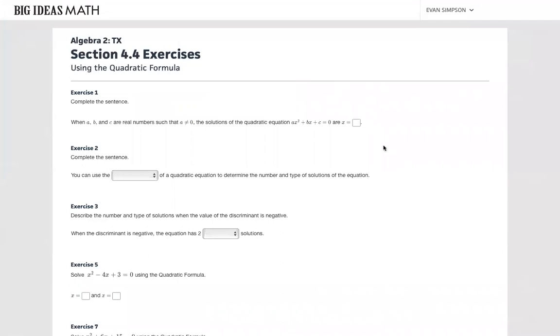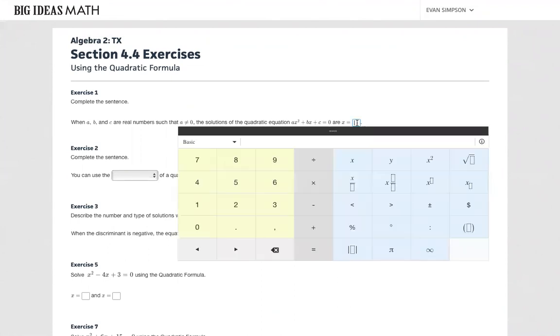Okay, it says quick sentence. This is just vocab. It actually wants you to type it out, but it says when A and B and C are real numbers such that A is not equal to 0, the solutions of the quadratic equation are x equals. So this is where you got to type in the formula. Go ahead and put a fraction bar.